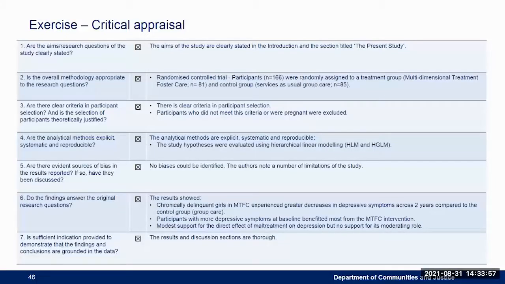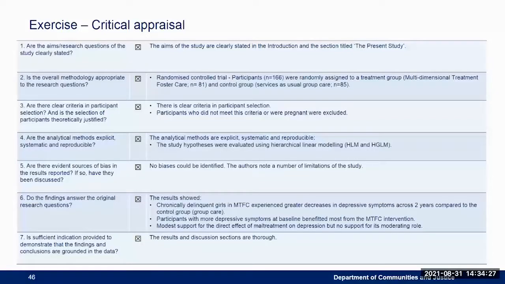I'm not a statistician, but what I do know is that it is a method that can be easily reproduced. So if I was to run this study all over again with 166 girls in the same cohort and I use the same statistical methods, then I would get the same findings. If it's the same group, the same data, the same analytical methods used, I will get the same results. So that's the question of reproducibility.